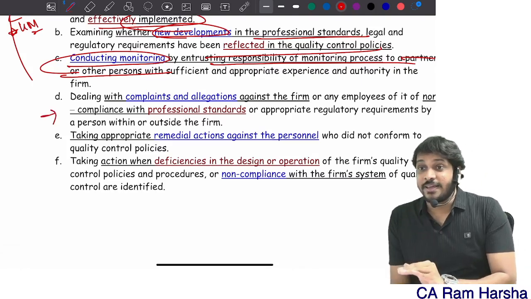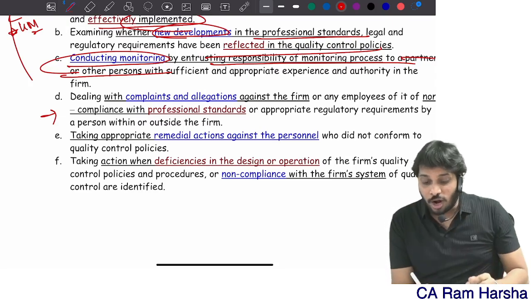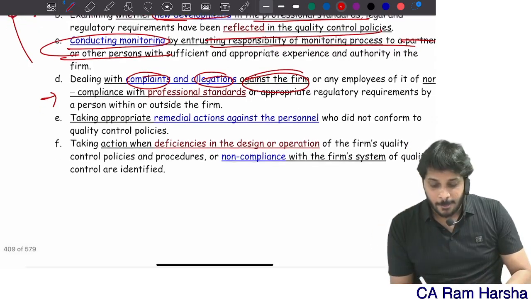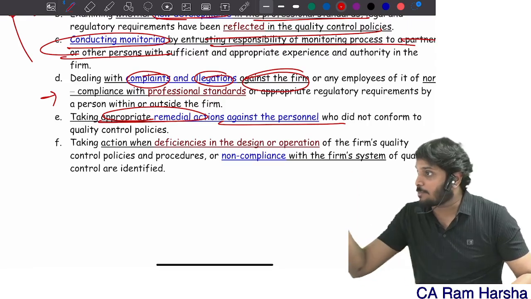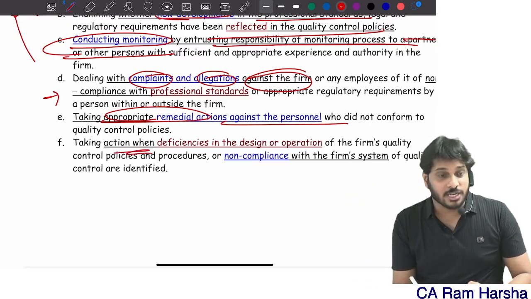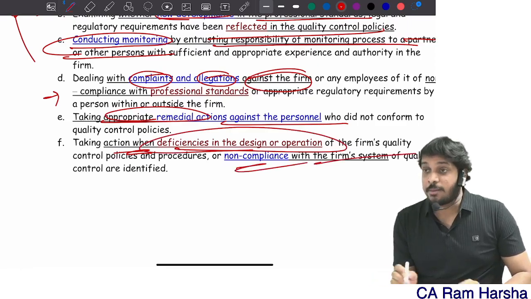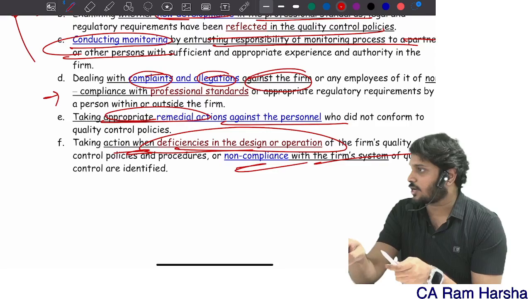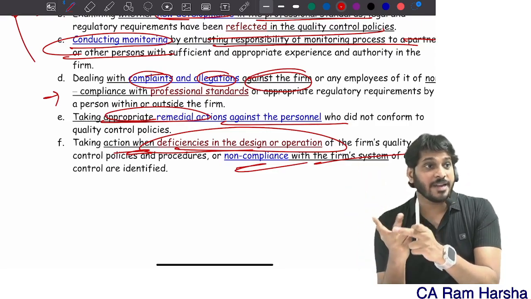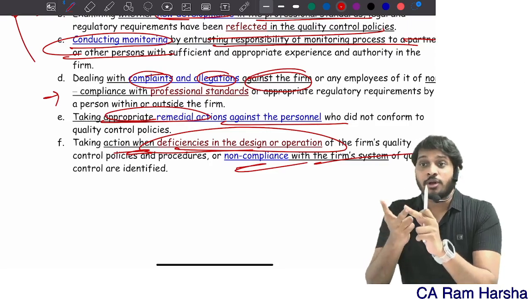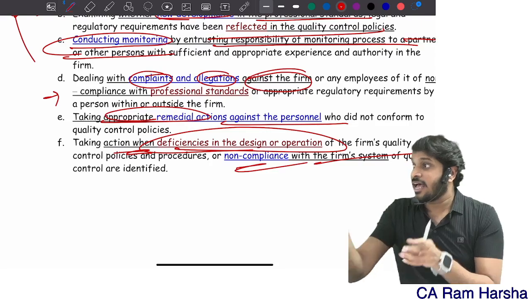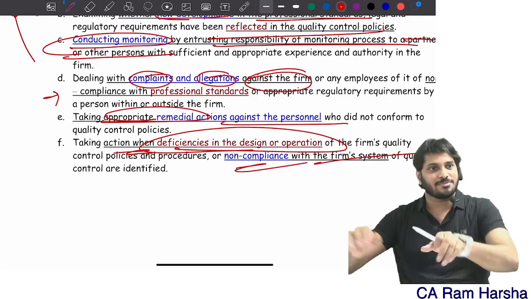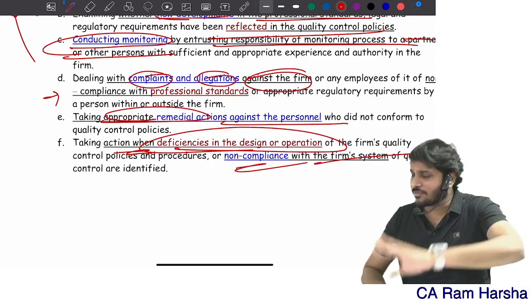And in this monitoring, the monitoring team should also check what complaints, what allegations are there against the firm and employees, and how to deal with them. Taking actions on the personnel who did not comply with quality control policies, and taking action when deficiencies are identified. So monitoring will have: first, whether the established policy is followed or not. Two, whether the policy requires updations. Three, are there any complaints and allegations received on the firm? Four, taking punishment on the persons who failed to comply. Five, implementing the revised quality control policies, looking into deficiencies in the existing policies.